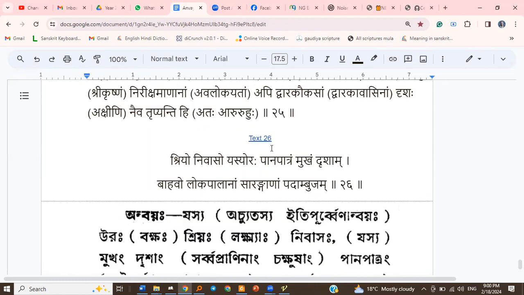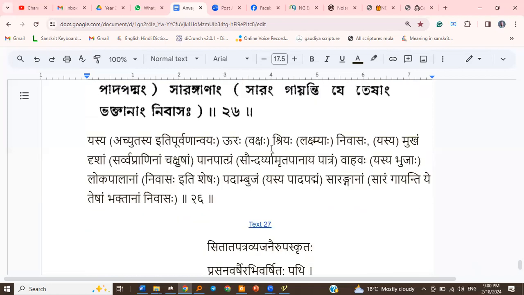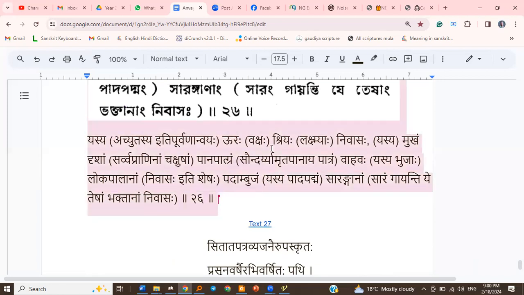Srimad Bhagavatam, Canto 1, Chapter 11, Text 26 onwards. Shriyo nivaso yasyorah panapatram mukham drisham bahavo lokapalanam saranganam padambujam. Yasya achyutasya iti purvena anvayah. Urah vakshah, shriyah lakshmyah nivasah. Yasya mukham drisham, sarva praninam chakshusham.